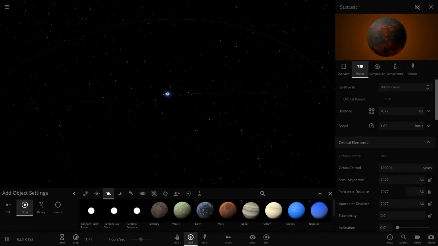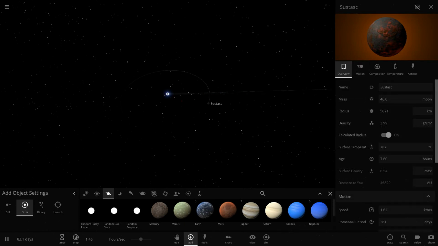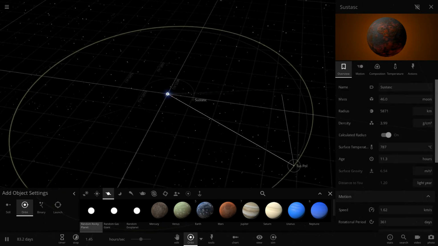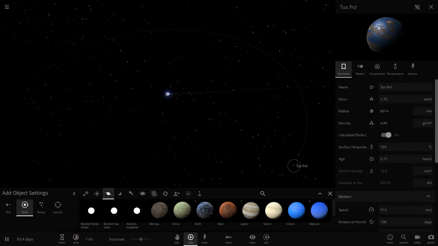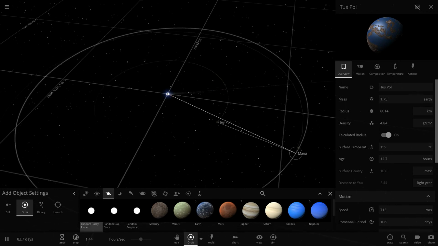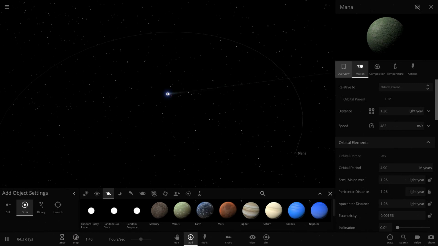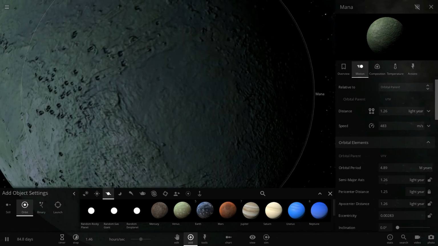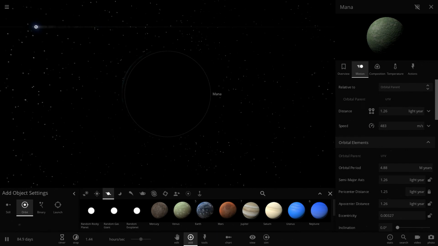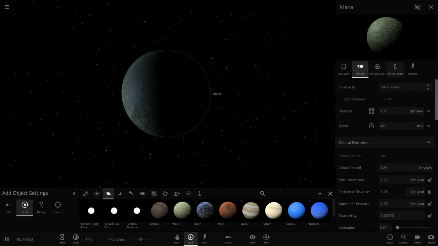So, is this a cool planet? It's still not cool enough. How about this? We are getting there. How about here? Yay! At 1.26 light years away from the star, it can have life.